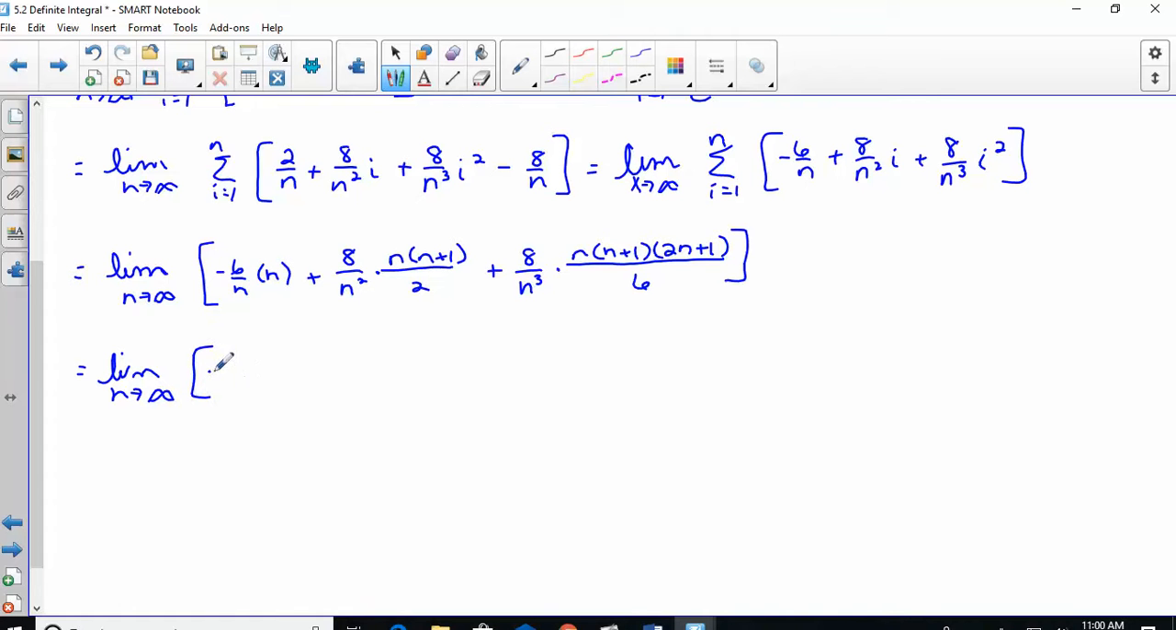If I start simplifying this, negative 6 over n times n is negative 6. This one I can cancel one of those n's. 8 over 2 will be a 4. And you can go ahead and simplify that more. I'm just trying to be very clear in what I'm doing, so I'll come back and do that. I can cancel one of these n's. 8 over 6 would give me a 4 over 3. I'll go ahead and FOIL those two parentheses, so you get 2n squared plus 3n plus 1.